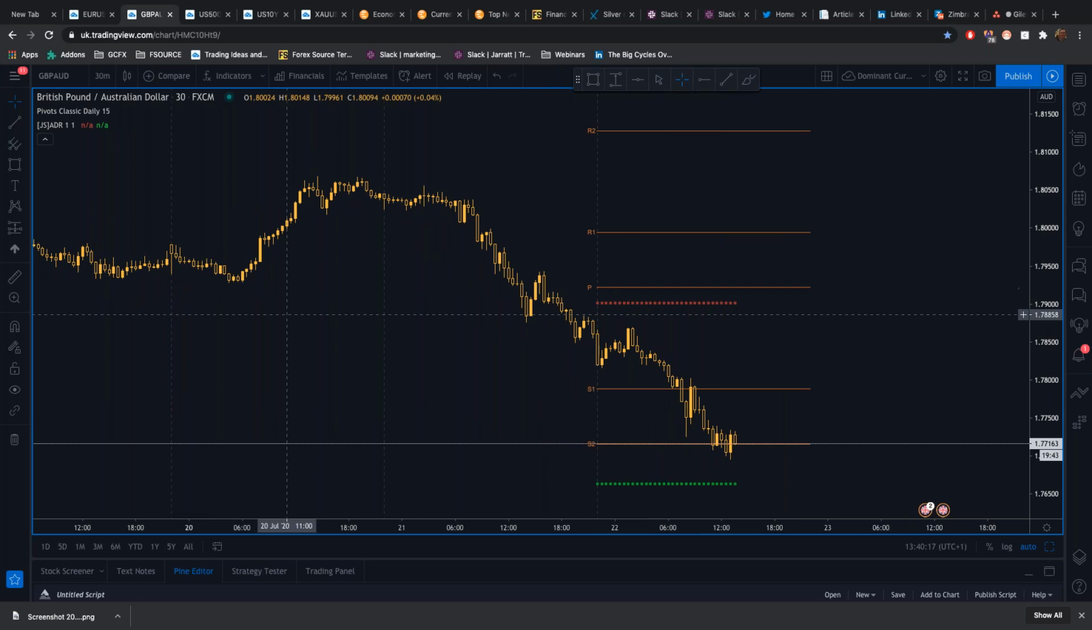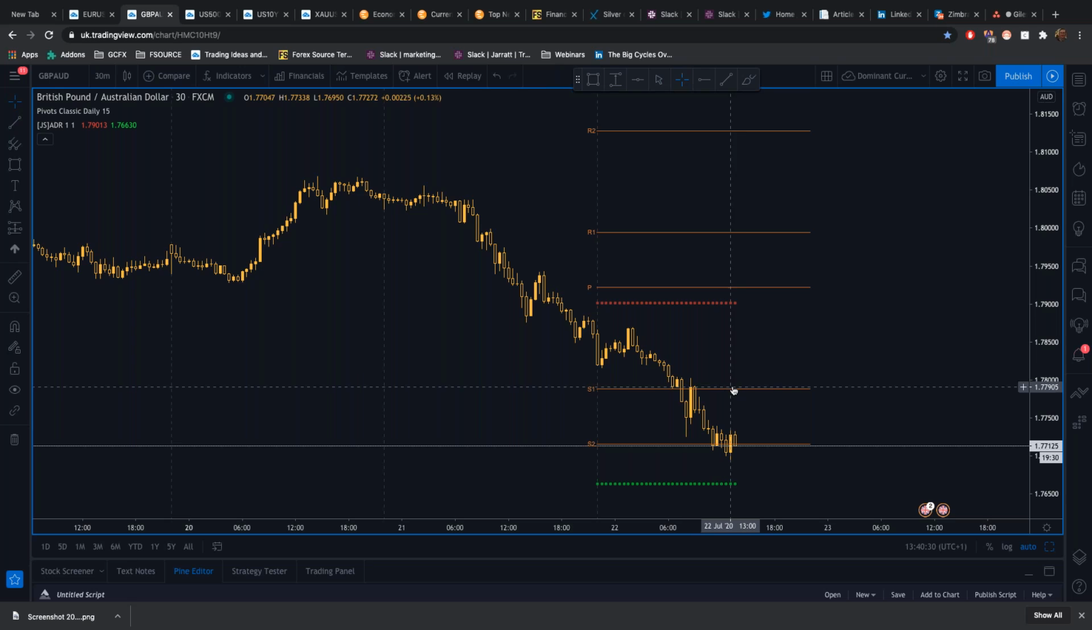Now, pivot points are a great way of finding different places to enter. You can see that 1.7800, a significant big round number. Psychologically, the big round numbers have importance. So any return up to that level, we would expect to find sellers.